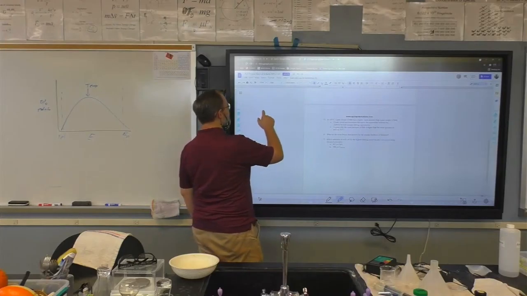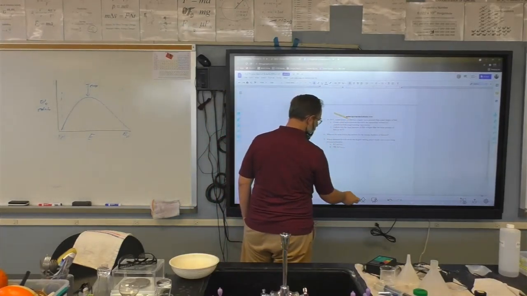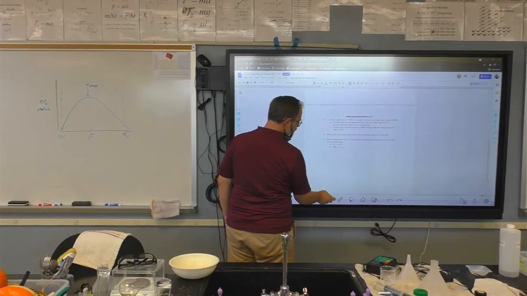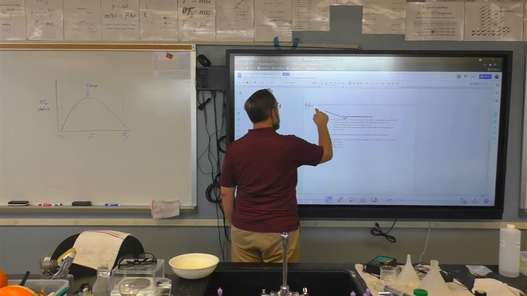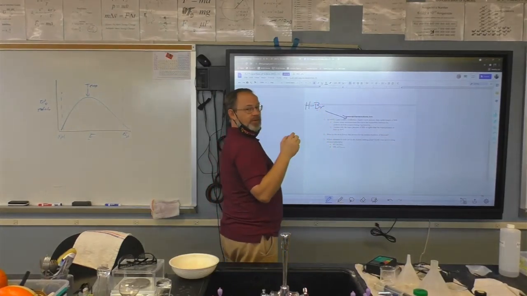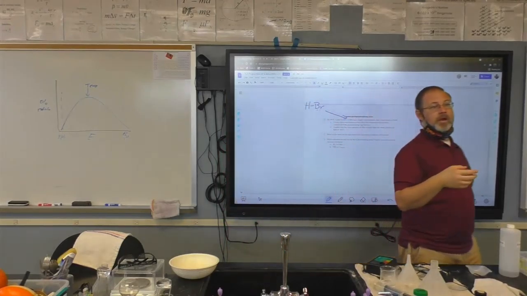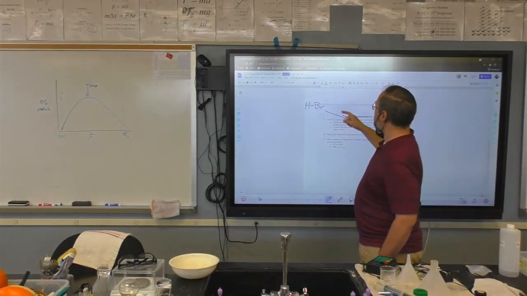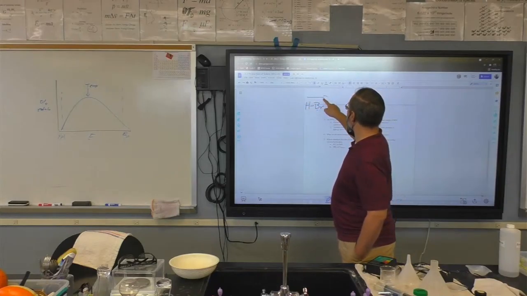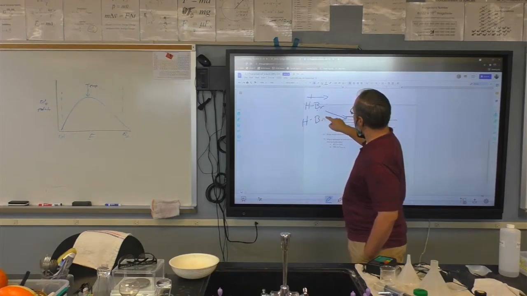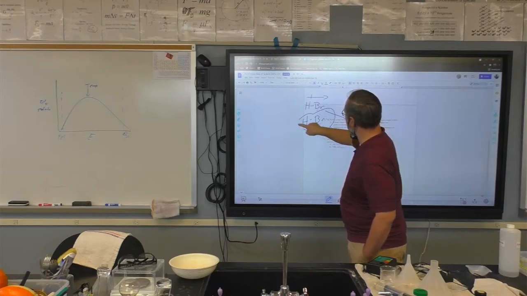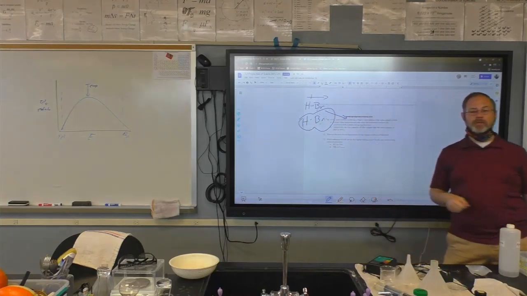So HBr is a covalent compound. You're going to show this as HBr with its unshared pairs. And then you probably want to show it with its dipole too. You have some options. You can show it with a dipole, or you can show it with electron density. I would do the dipole, but if you want to do electron density, you can do that as well. There's more electron density around bromine.